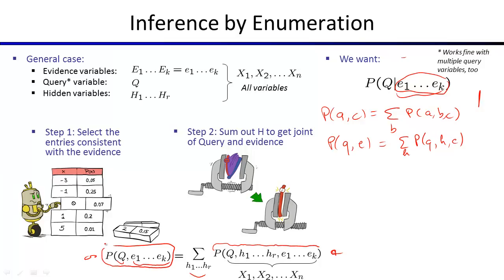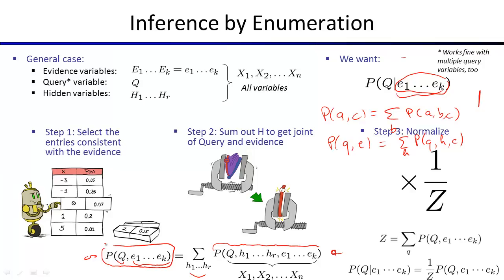Why is it that all we need to do is to normalize? Well, we have this joint here. We know that to get the conditional, we need to divide by the probability of the evidence. The way to get the probability of the evidence from this quantity over here is to sum over all instantiations of Q, because that way we get the probability of the evidence. And that's what Z is: the sum over all instantiations of Q gives us the probability of the evidence. We divide by that, and now we have a normalized table that is the conditional distribution for Q given the evidence.